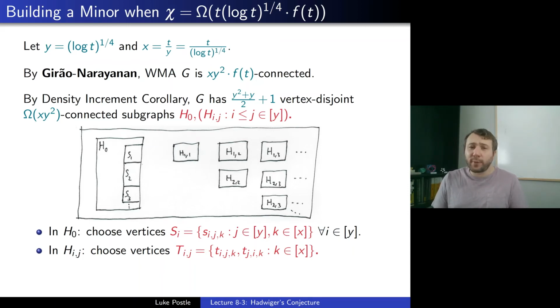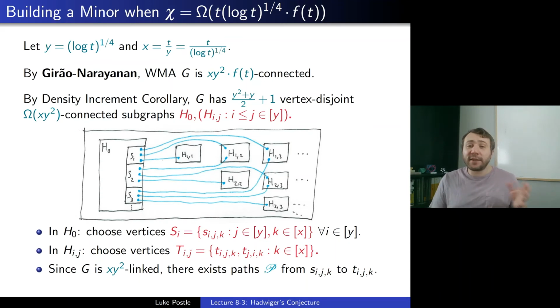So how do I do that more precisely? In H0 we'll have vertices Si, which will be Sijk, and in Hij we'll have Tijs. And then because they're linked, we'll link up from the hub to pairs to each small subgraph. So we do that, and now the idea is we can find large complete minors in each of these subgraphs, and then because the hub is also connected, we'll be able to link them all as we want in the hub and form a minor that way.